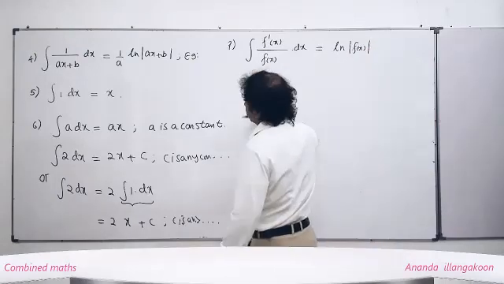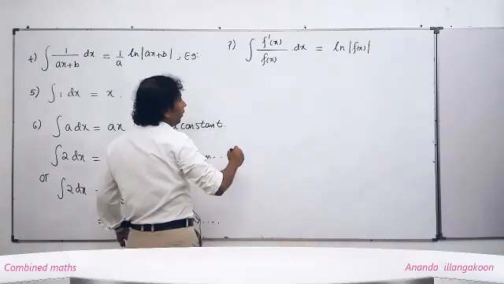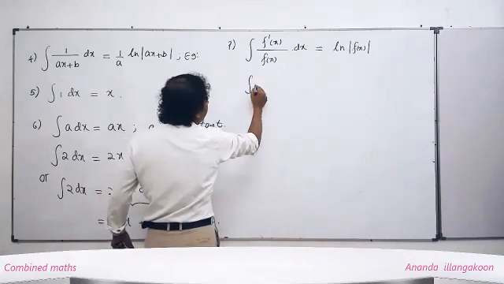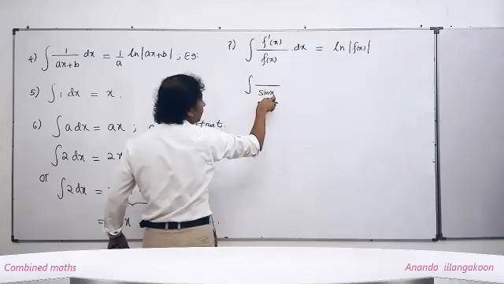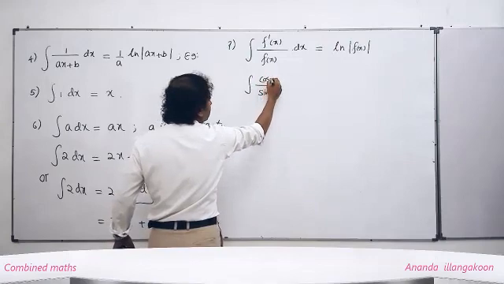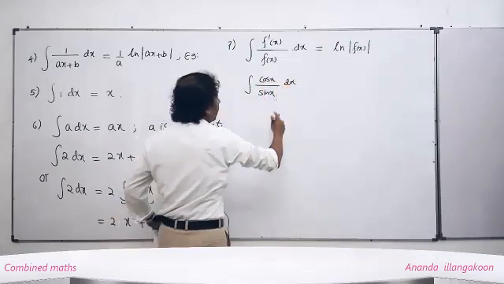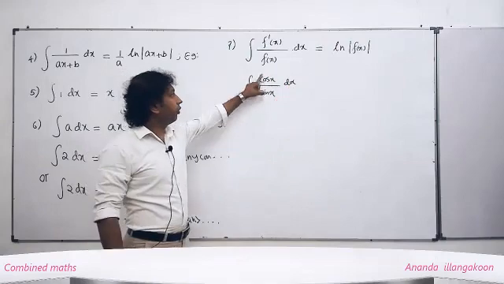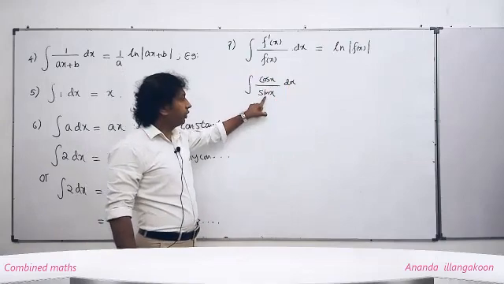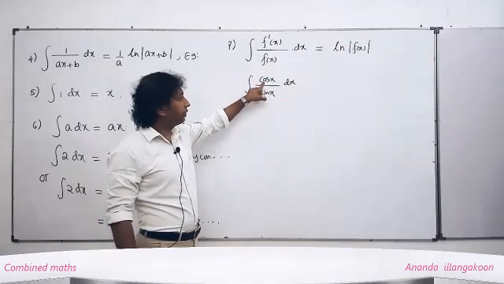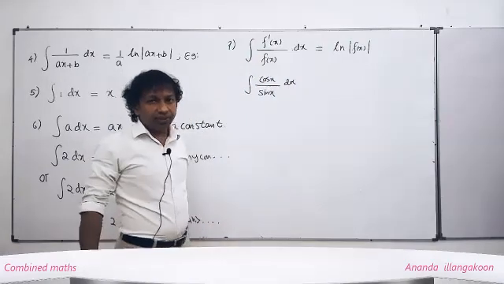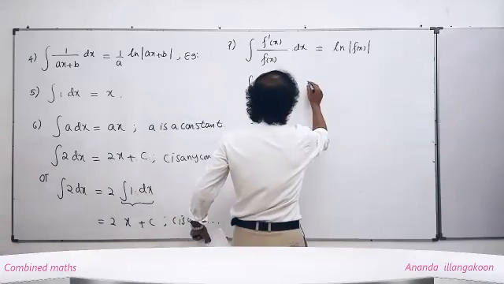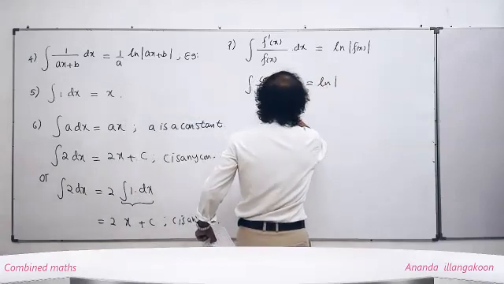Number 7 is that. Now, for example, look at this. We have sin x as our f(x) function. But you know, the derivative of sin x is cos x, no? Now, this sin x is your f(x). When you differentiate sin x, what is the derivative? Cos x, f dash x. Then this theory gives us the answer: ln modulus of this denominator.